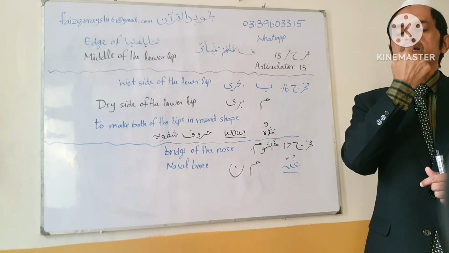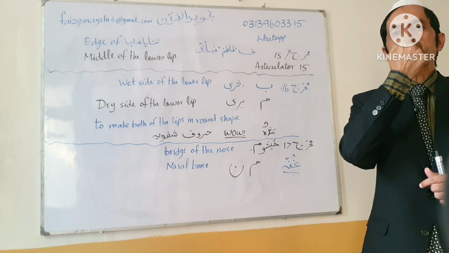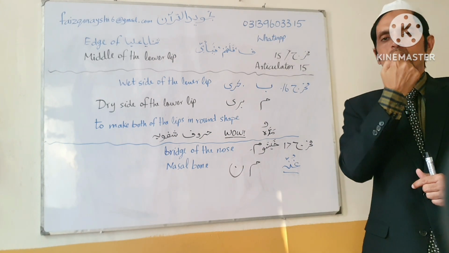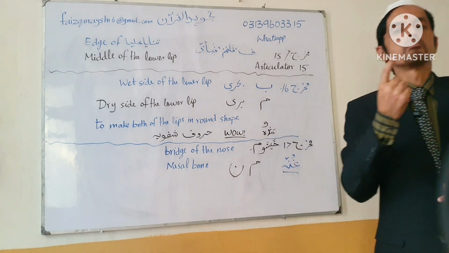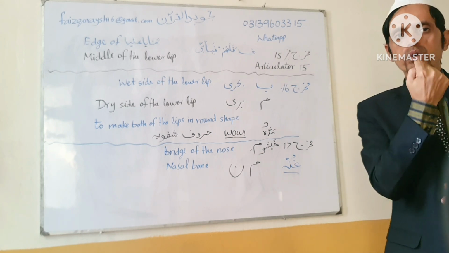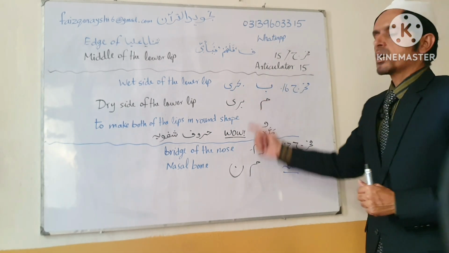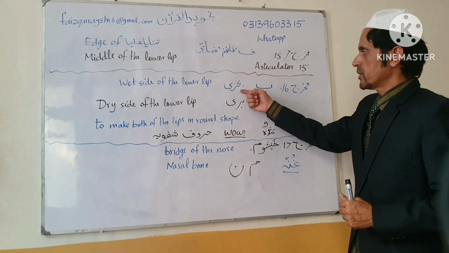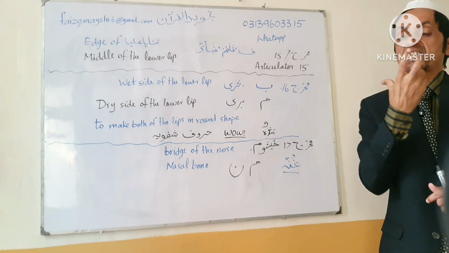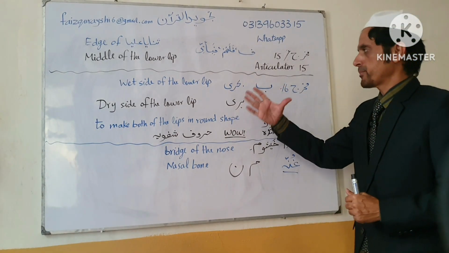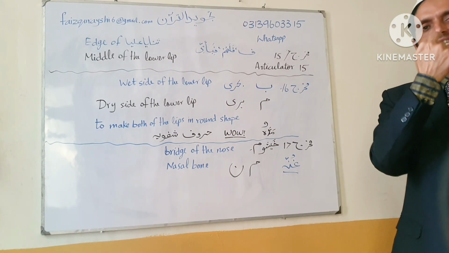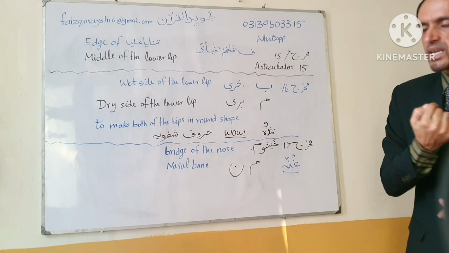So the upper lip touches the lower wet part of your lip, so we articulate ba. Upper lip touches the wet part of your lower lip, so we articulate ba, ba. That's why it is called bahri. Bahri means from the ocean. So this is like wet, that's why it has been given this name bahri.